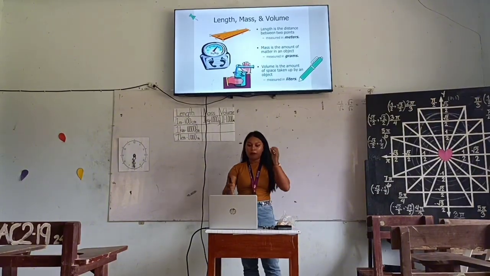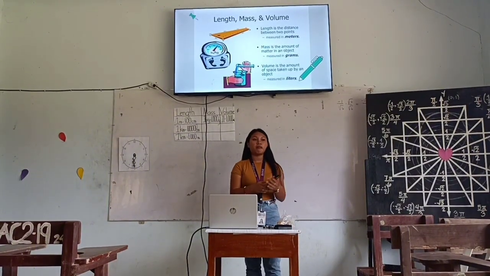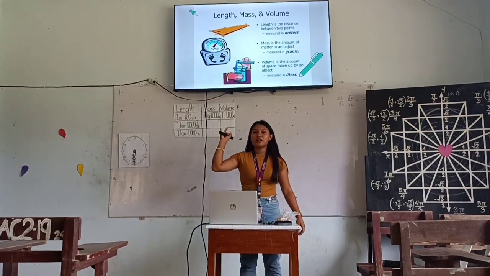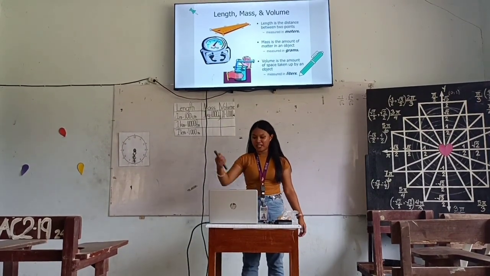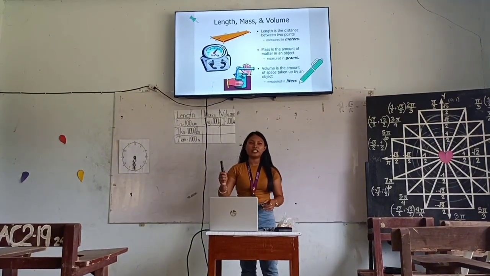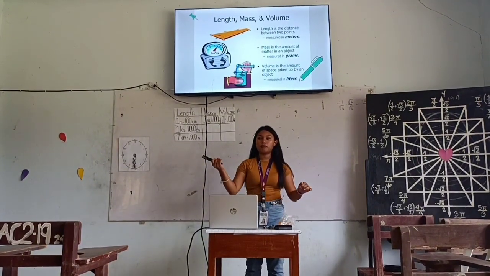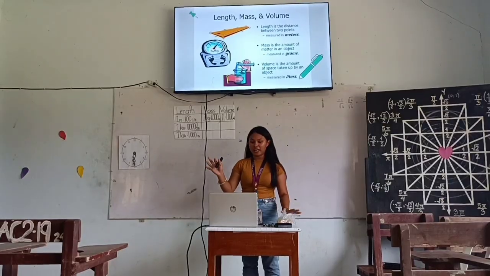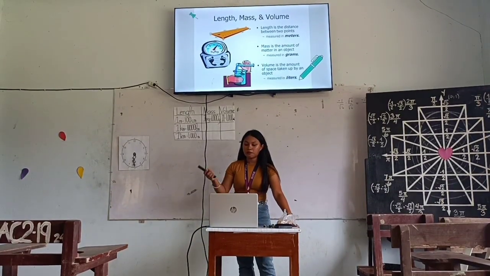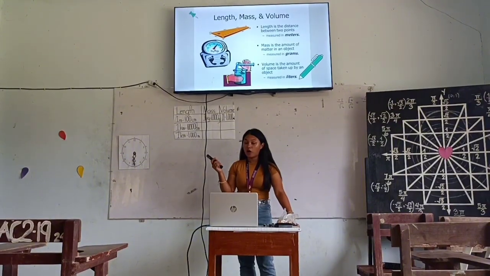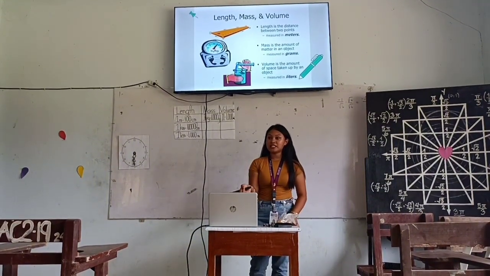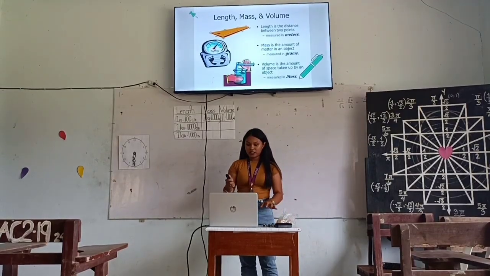Mass is the amount of matter in an object. It can be measured with grams, kilograms, and pounds. Examples of objects are the scale in the store and weights. Next is the volume. The volume is the amount of space taken up by an object. It is measured by liters, milliliters, and even gallons.